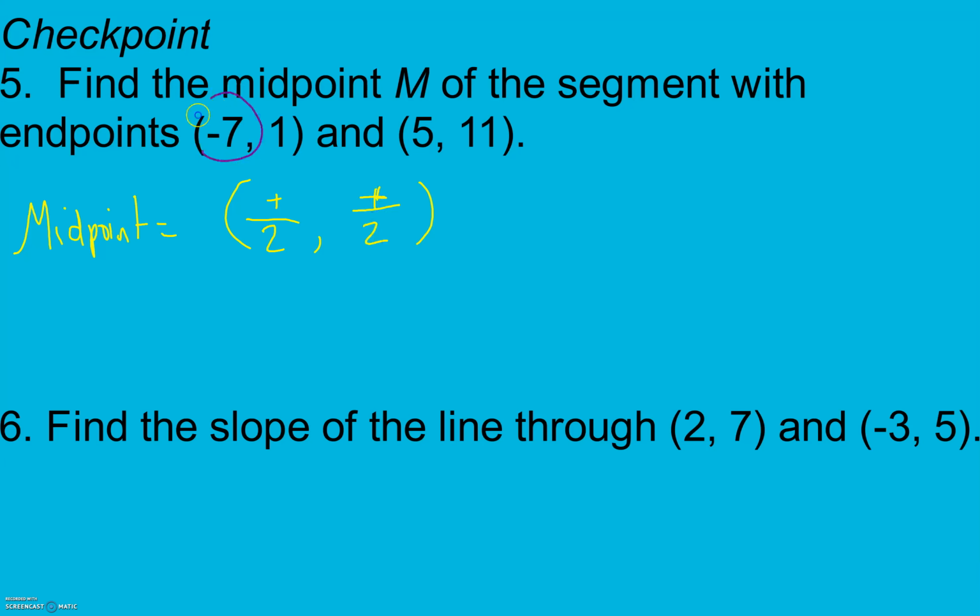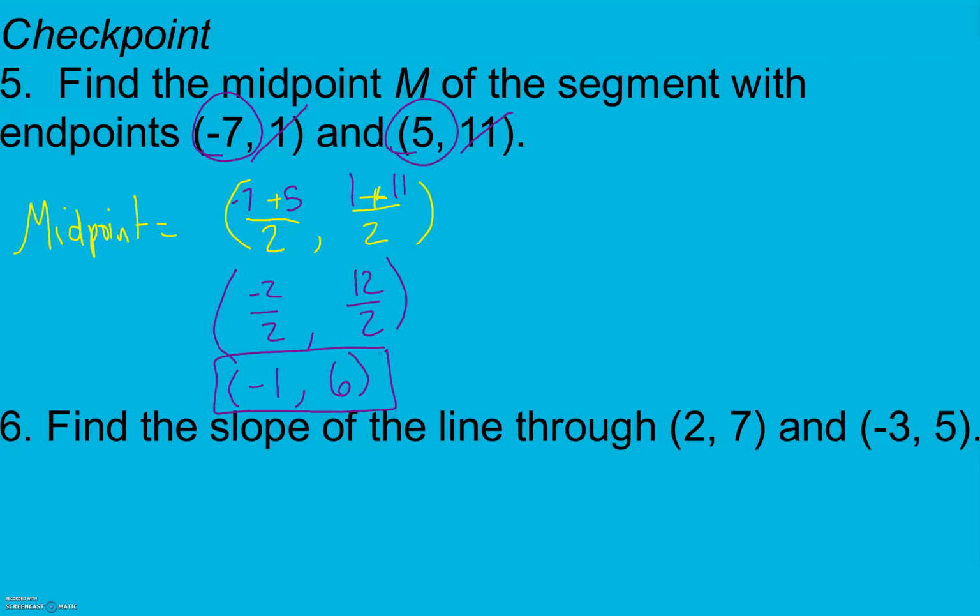So my x's go together to find the average of my x for my x coordinate, negative 7 plus 5. My y's go together to find my y coordinate. Negative 7 plus 5 is negative 2. When we divide that by 2, I get negative 1. 1 plus 11 is 12 divided by 2 gives me 6. So negative 1, 6 is the coordinates of my midpoint.